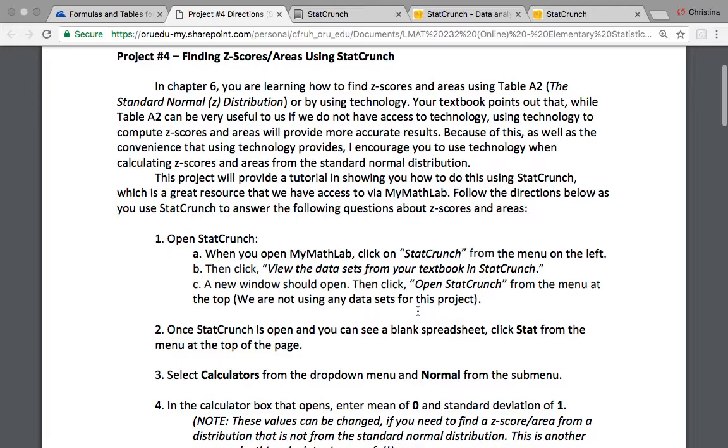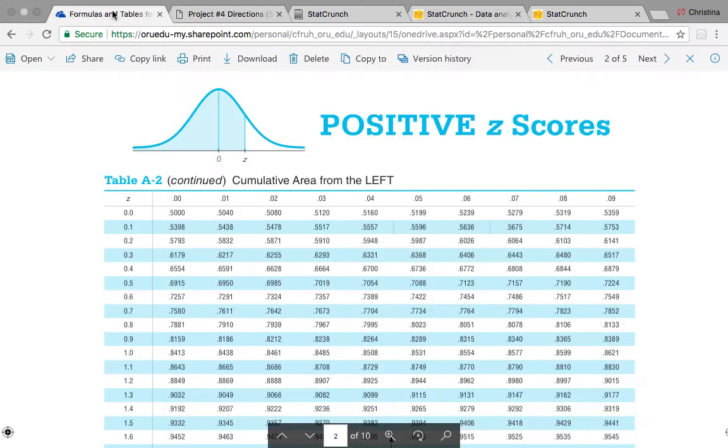We can either use the table that's provided in your textbook. It looks like this. So you guys have this available to you, but I will walk you through how to use technology to find these z-scores. And technology is just going to be more accurate. It'll be a lot easier for you to use than by looking up numbers in these tables. So that's what our project is going to be.